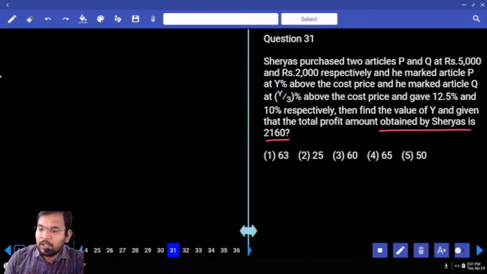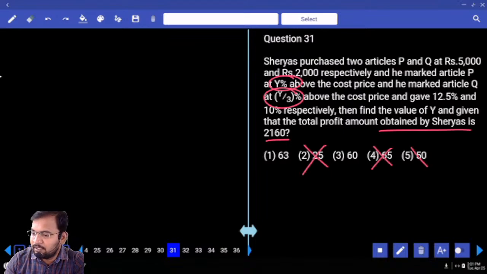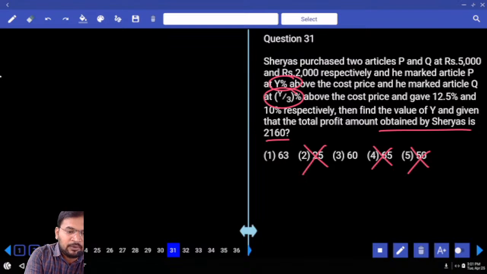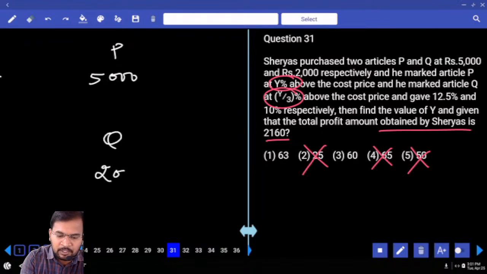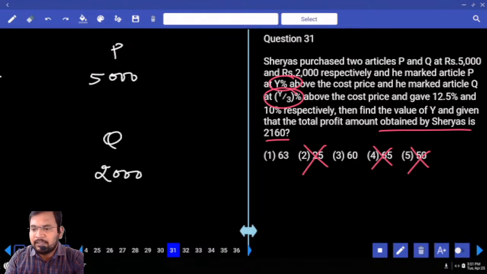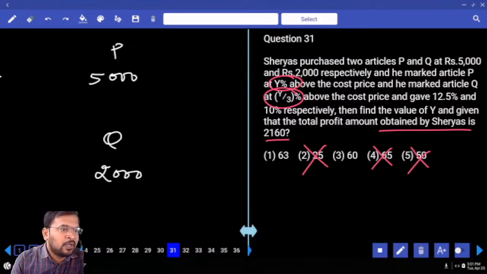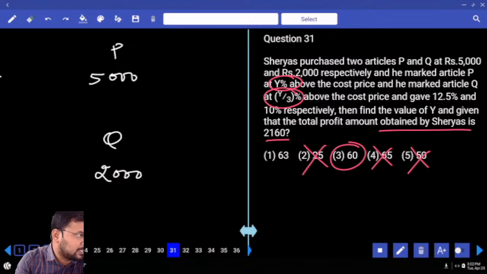So the first one is y% above, the second one is y/3. Therefore the y value should be a multiple of 3. So check the multiples of 3, 60 and 63. Now the P article is 5,000 and the Q article is 2,000. The P article they kept at y% above. I am going with 60% as a plain number. If it is satisfied, that is your answer. If it is not satisfied, then automatically 63 is your answer.